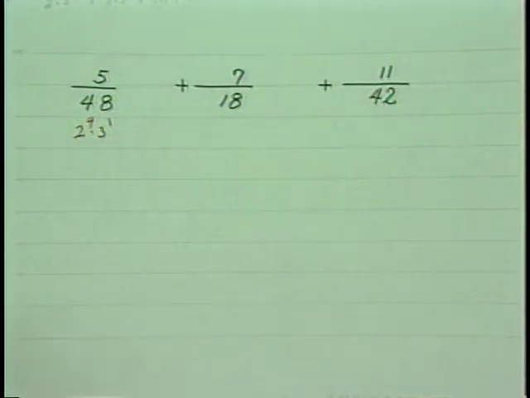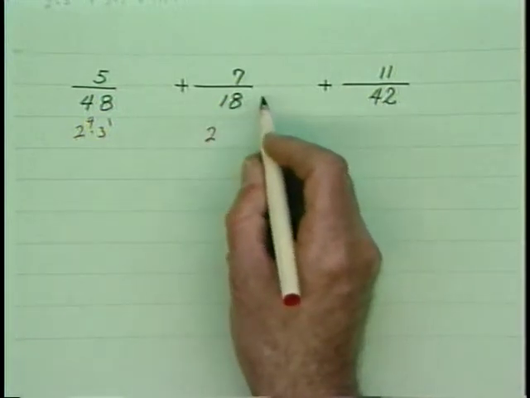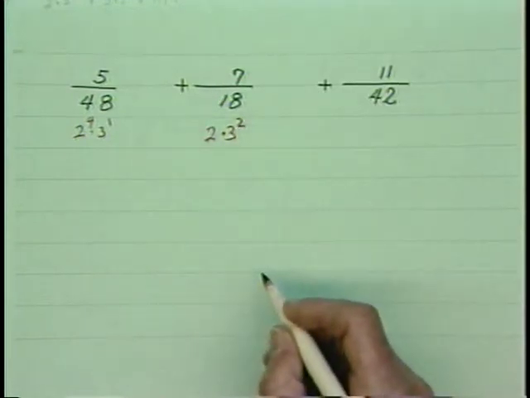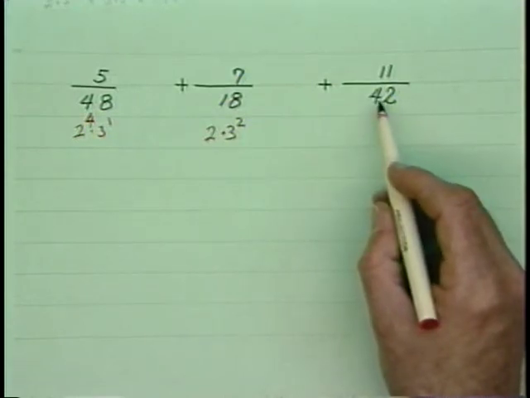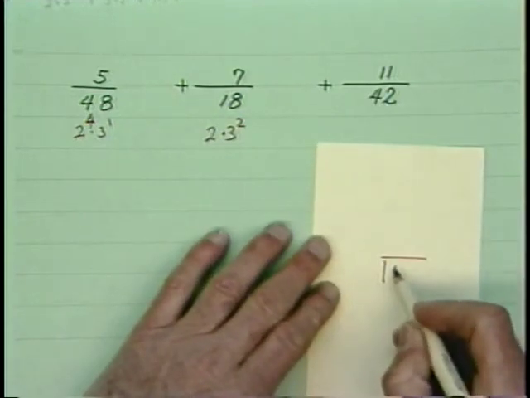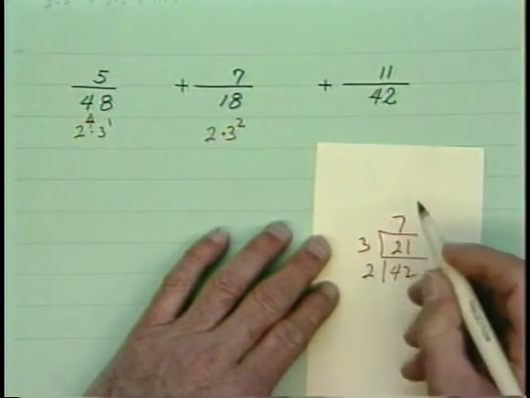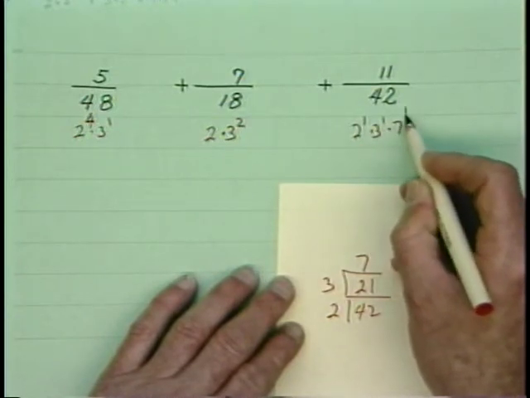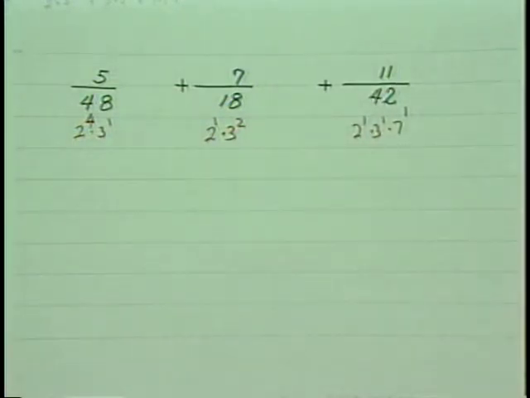Going to the next one and doing the same thing, and sometimes they're so simple we can do it mentally. We can see that 2 goes into 18 9 times, and 9 is 3 times 3, or 3 squared. Okay, same thing here perhaps. 42, well, 2 goes into there 21. Perhaps we need some paper to help us. And 21 is 3 times 7. So 42 is 2 to the 1st times 3 to the 1st times 7 to the 1st. And of course we don't have to write this little 1 up here, but sometimes it helps us to think.